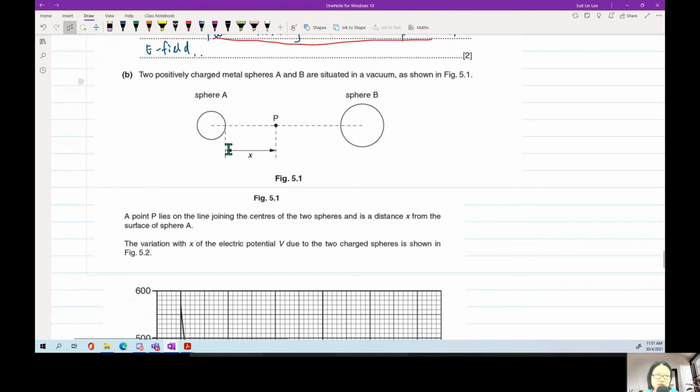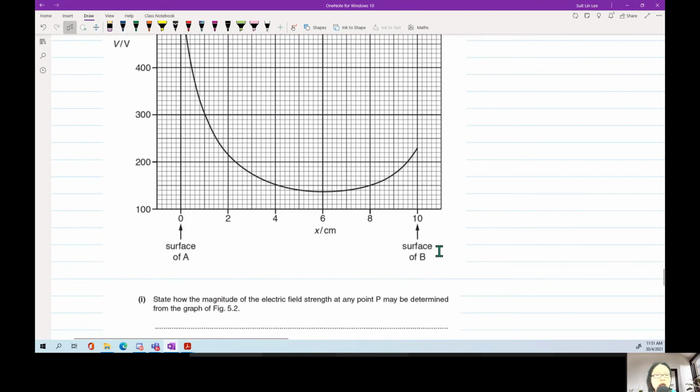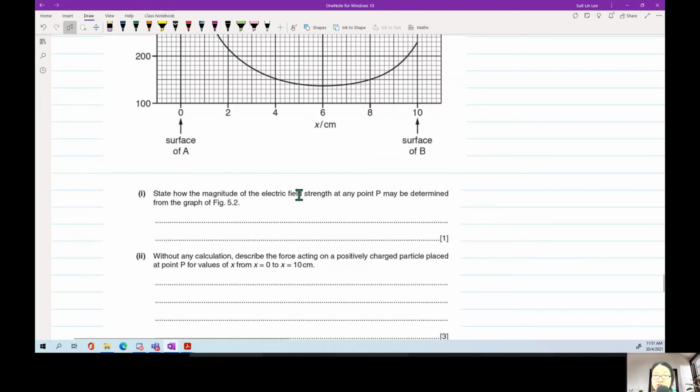Okay, so here we have, again, two positively charged metals. I'm going to write a big fat positive here, big fat positive here. Point P is along the line, and the electric potential changes this way. Okay, interesting. State how the magnitude of electric field strength at any point may be determined. Oh, that is the one that I say they like to ask. You are given the V-x graph, and you want to relate to electric field strength.